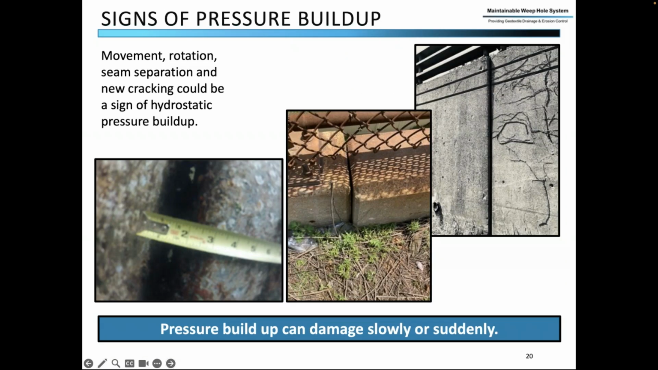If you see panels separate, if you see walls rotating, any kind of wall movement, especially on an existing structure, it is probably caused by hydrostatic pressure buildup behind the wall.